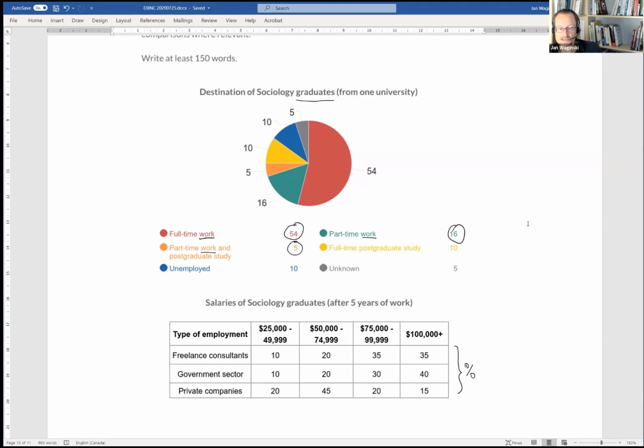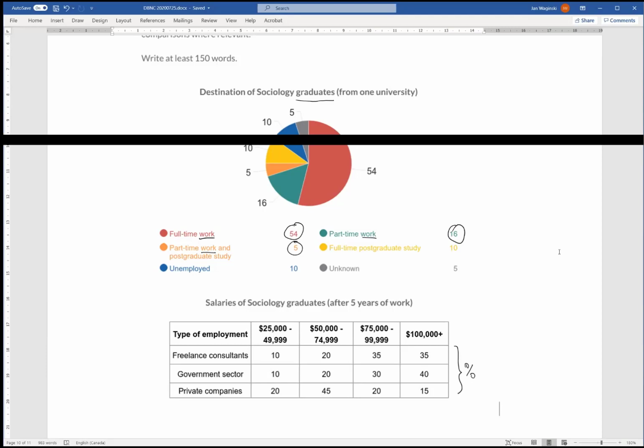So what can we say about the salaries of the sociology graduates? In government sector, they are getting more. Always, right? Yeah, private sector, they will earn between 25 and 75. Yeah, they're going to earn a lot less in the private sector. You got to go into government. Yeah, but for the government, if you are lucky, you can get.